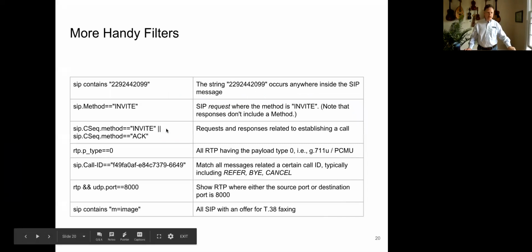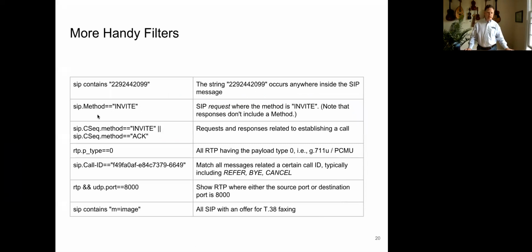Some other examples of handy filters you can use to save the day. We talked about SIP contains. We talked about the SIP method. So you can look for the SIP method is INVITE, but notice this was only going to refine requests because only requests in SIP actually have methods. So we can look only for methods.